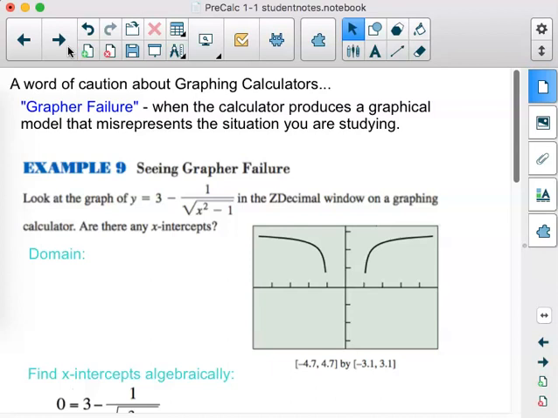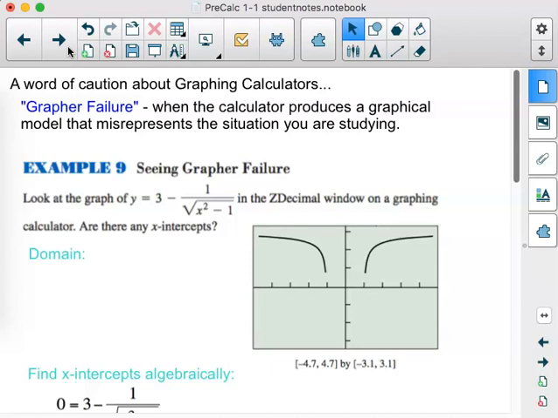So, word of caution about the graphing calculator. There are certain functions in it that produce what's called a grapher failure. Grapher failure is when the calculator produces a graphical model that misrepresents the graph, basically the situation you're studying. So this one says, seeing a grapher failure.